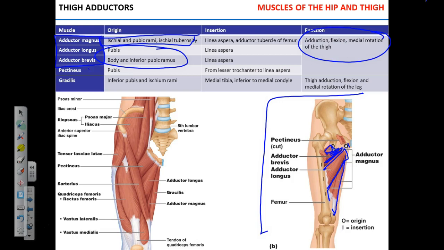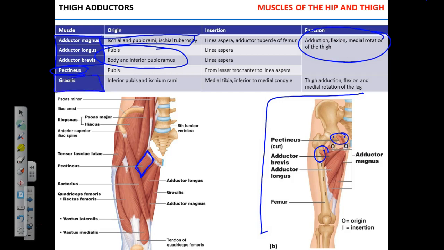The rather small muscle called pectineus is the synergist in the adduction. It is cut on this picture. You can see it a little better here. Okay. Pectineus. So it helps in the adduction of the leg. Okay.